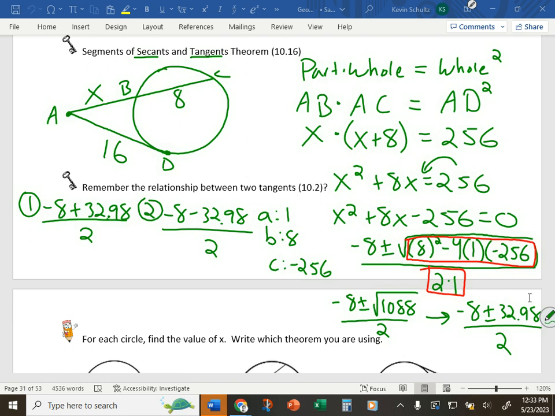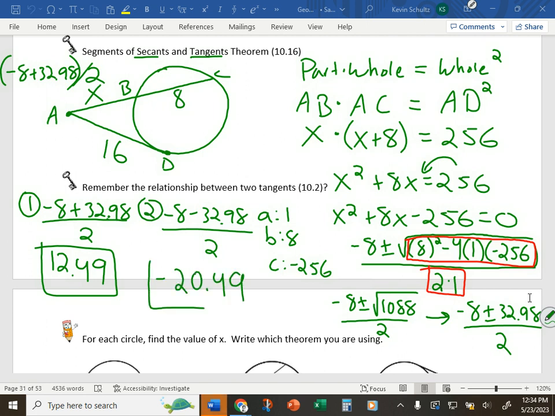And when you put this in your calculator, remember, don't just do this: negative 8 plus 32.98 divided by 2, because what is your calculator going to do first? Divide by 2. You want it to add first. So if you do that, put it into parentheses. What is negative 8 plus 32.98 divided by 2? 12.49, if you round. And what is negative 8 minus 32.98 divided by 2? Negative 20.49.